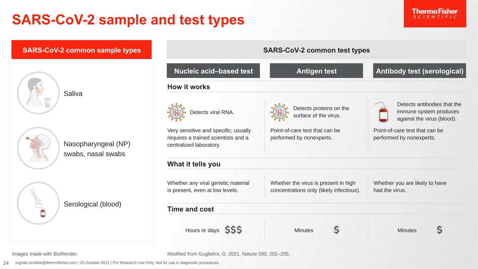Finally, antibody tests detect the human immune response to SARS-CoV-2 exposure. These tests can inform a patient on whether they recently had or have an infection, and the results are typically provided with a quick turnaround time and little financial investment.